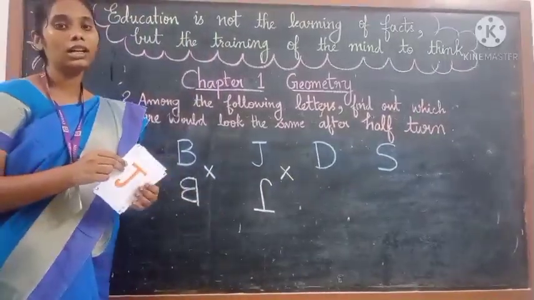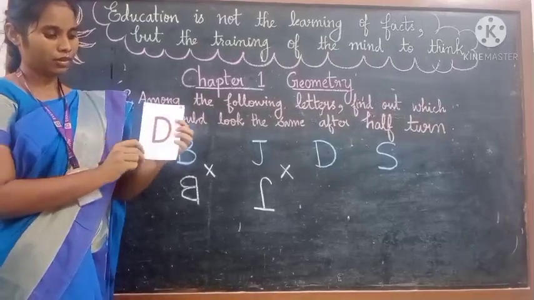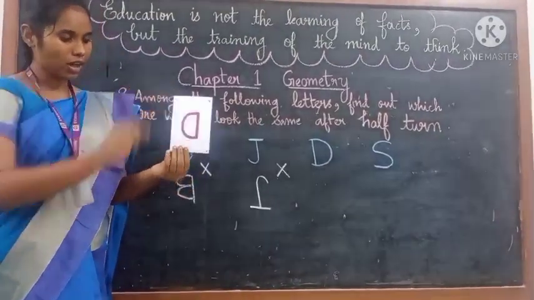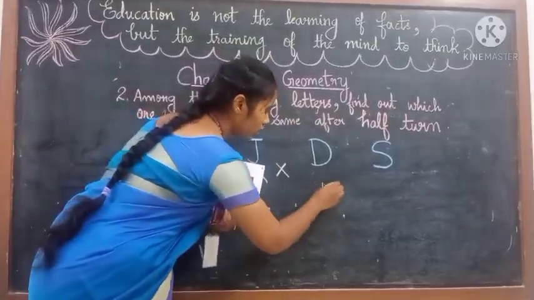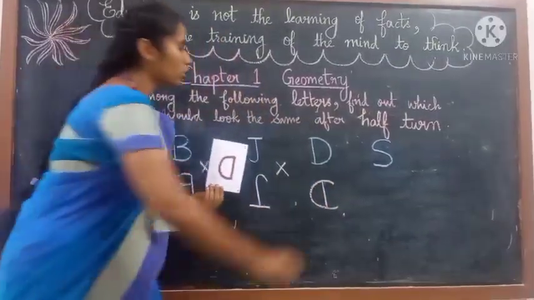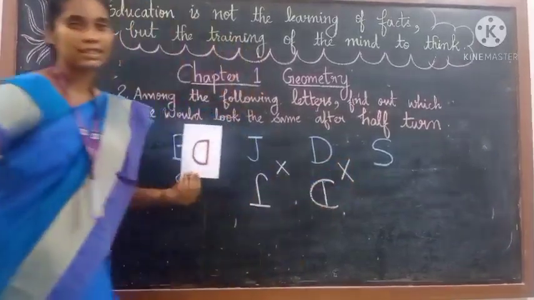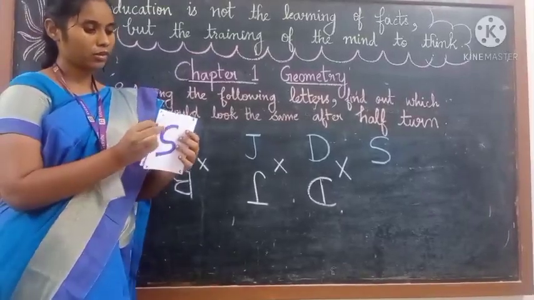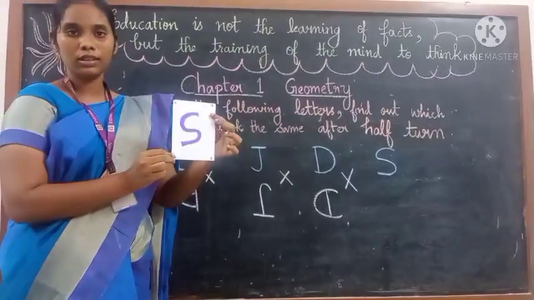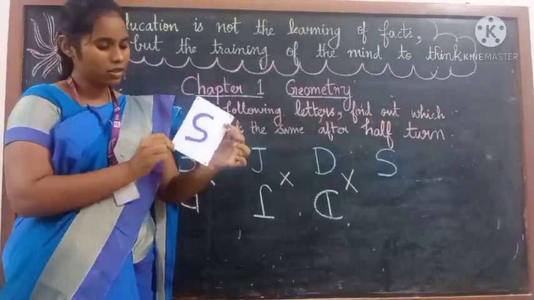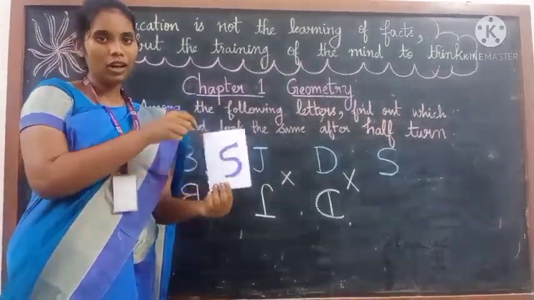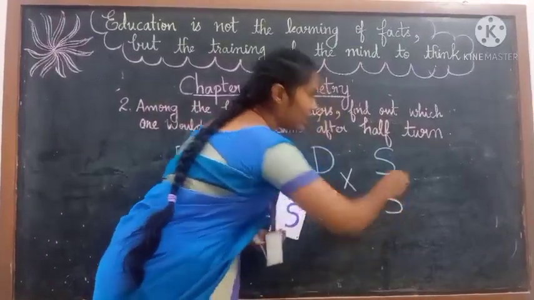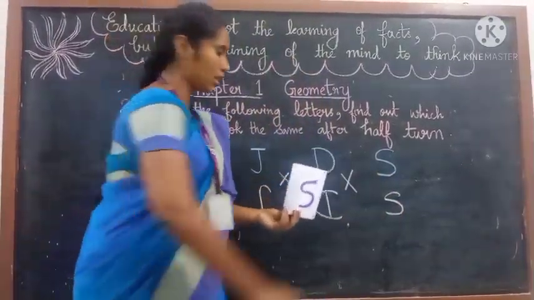Then the letter D. Quarter turn. Again when we twist the paper, half turn. How it looks? Like this. So this image also not the same. Then the last letter S. This is original image, quarter turn, then half turn. How it looks? Same S. Only letter S resembles the same.